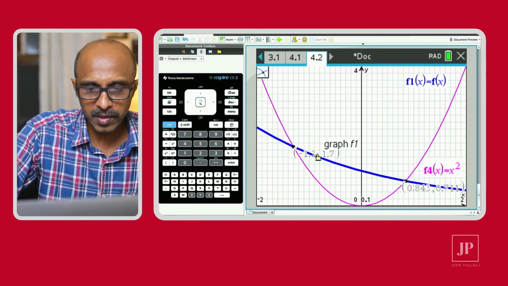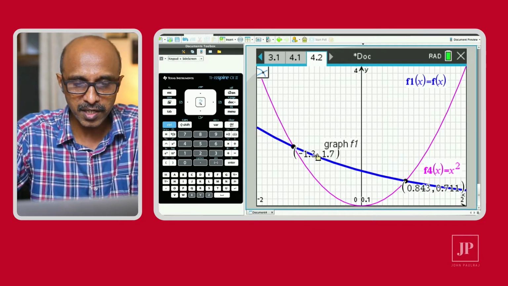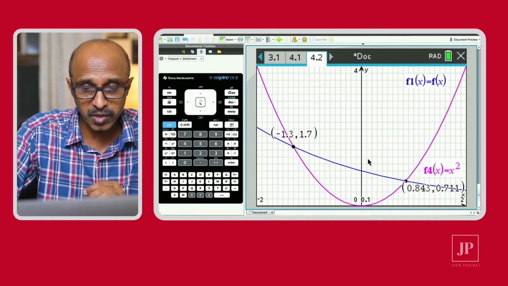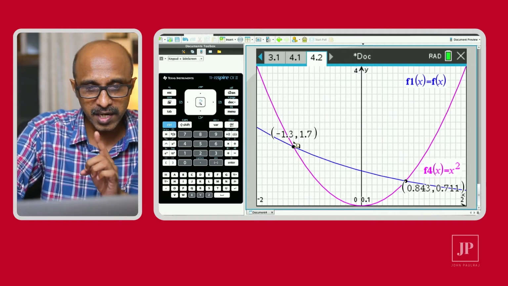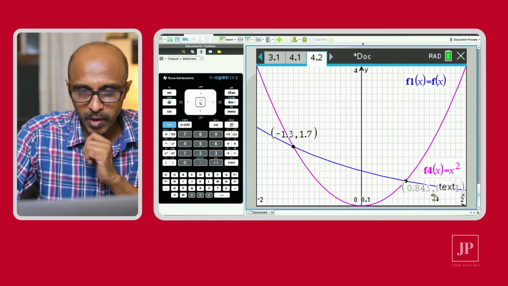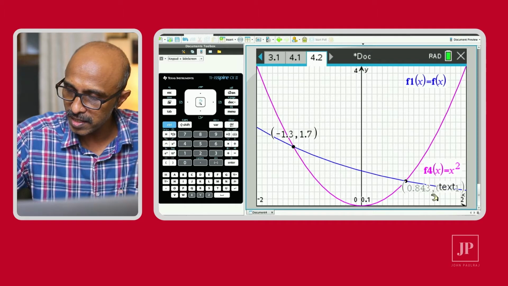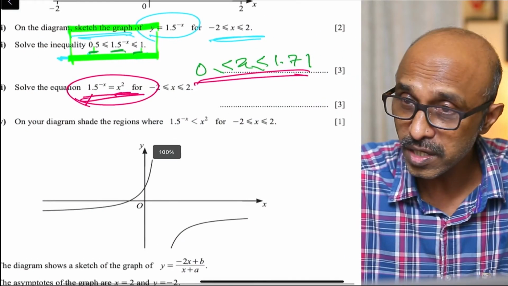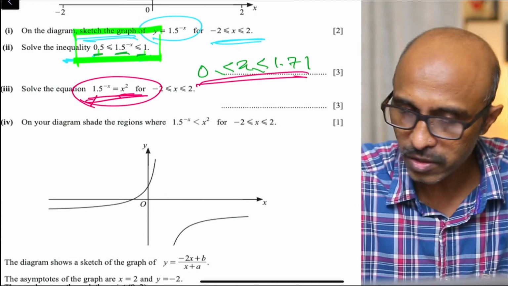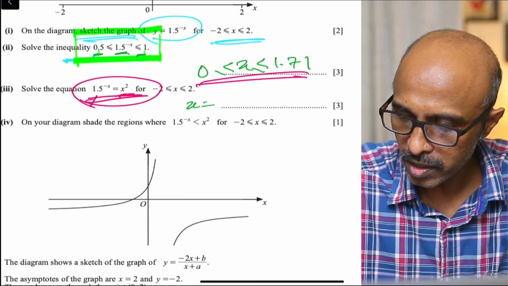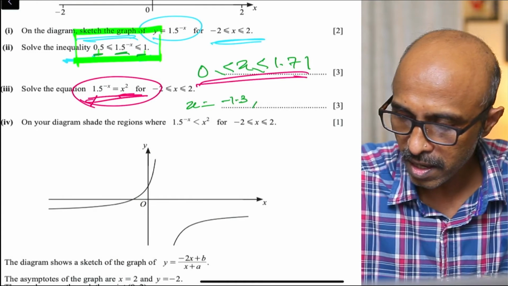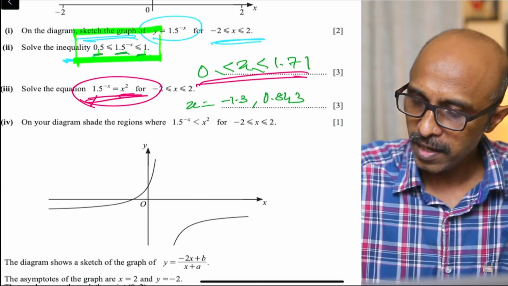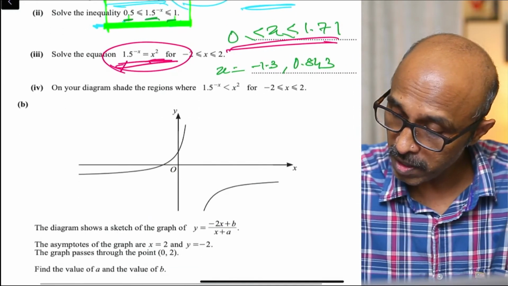And there you go. When you hit this, you get the 2 points of intersection. And before things get too crowded, like I said, please make a note of it. So that's where the two become equal. X values are negative 1.3 and 0.843. I'm going to record it as it is here. So can you see? Yeah. So x is equal to negative 1.3 and 0.843.